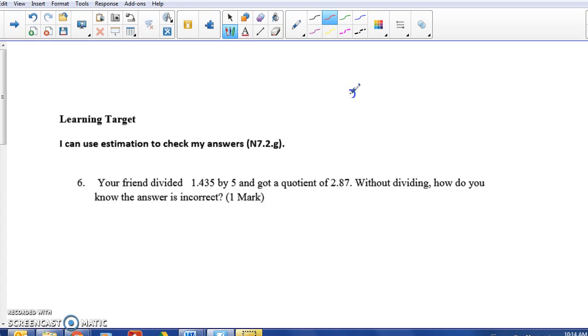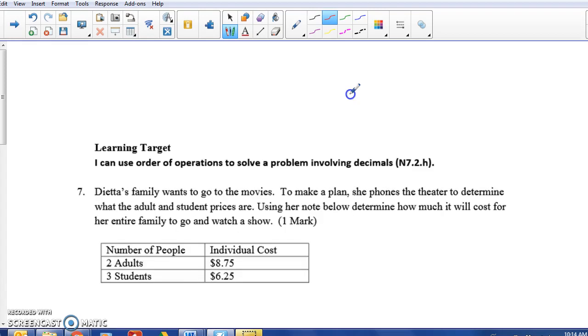A friend divided 1.435 by 5 and got a quotient. That means an answer when I'm dividing. How do I know that the answer is incorrect? Well, I know that 2.87 is bigger than 1.435, but I divided. So if I divide by a whole number, I cannot get a bigger answer, so I know that that is wrong.